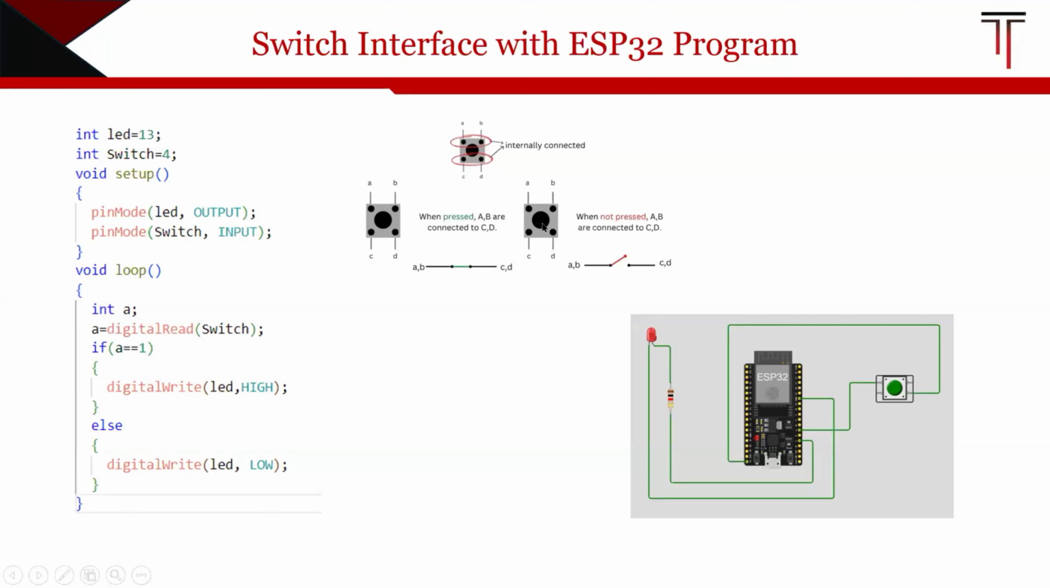At the initial stage, there is no connection between AB and CD, so that is an open circuit. When the switch is pressed, AB are connected to CD. So this is the internal operation of this push button. This is all about the switches. Now, how to connect these push buttons with the microcontrollers.